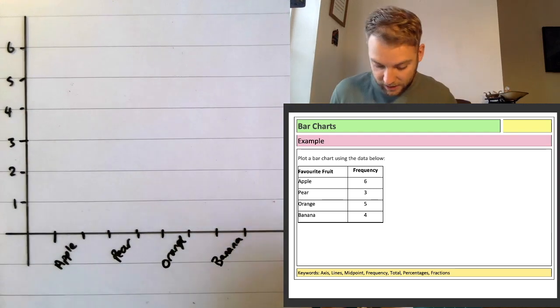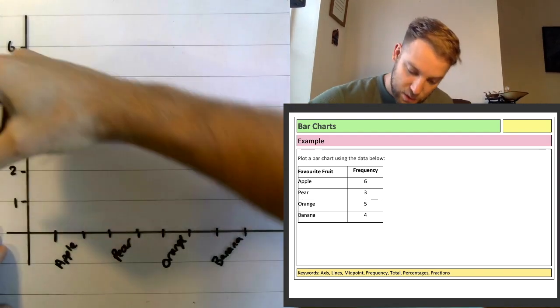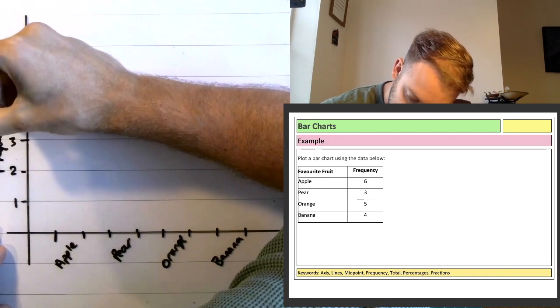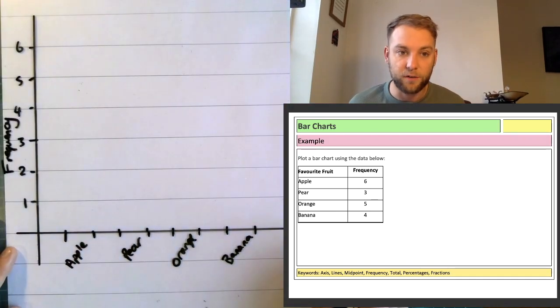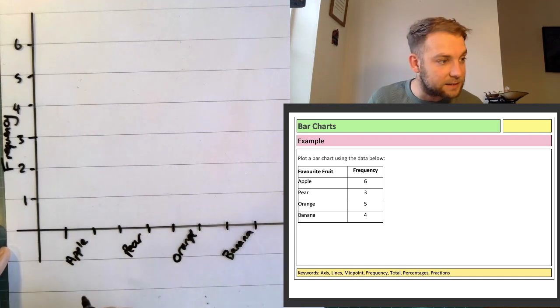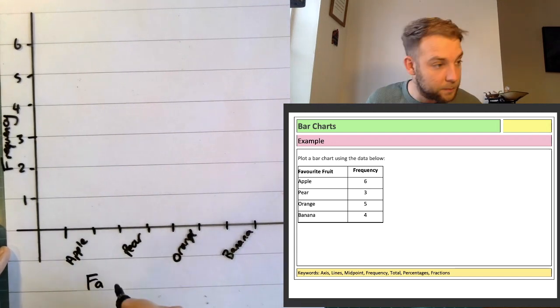Now the other thing you need to do is to label these axes. So this one here is your frequency. Maybe I should have given a bit more space there for that one. So frequency on the left hand side, and then on the bottom I'm going to label this as favourite fruit.